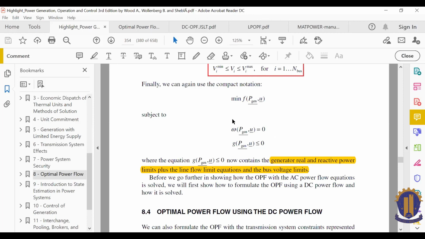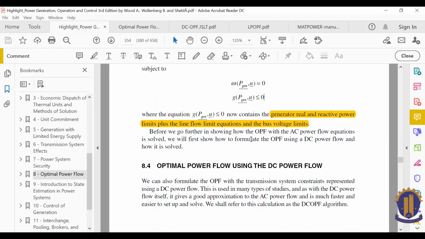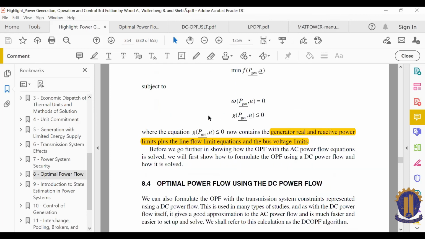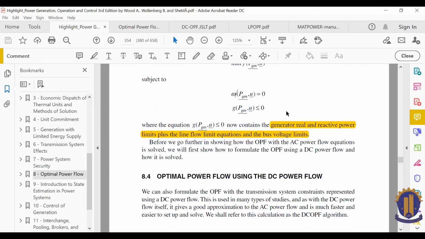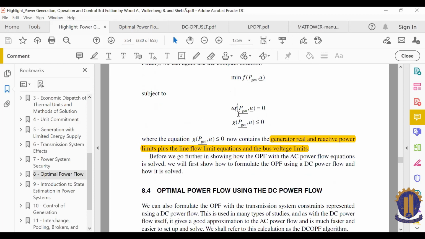How we solve it, we will discuss in the next class, considering the Lagrangian function or Lagrangian method. So these are the contents for this class. In the next class, I will discuss the process of solving.